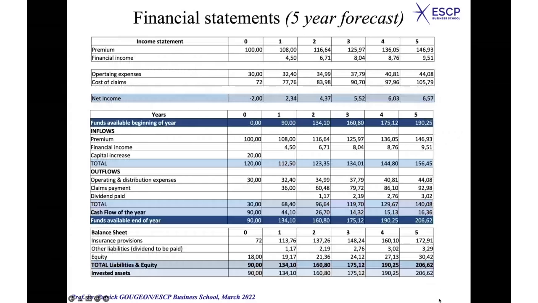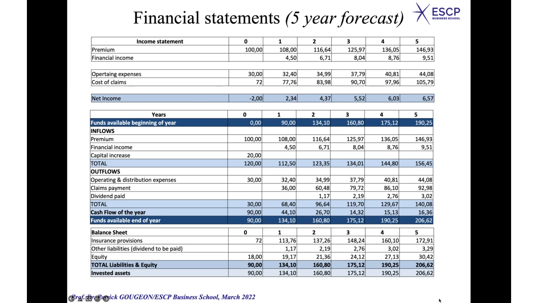If you look at the full picture, we start with 20 of equity. So the equity, as you can see, will grow slowly. Why? Because the payout ratio is 50%. So half of the profits are accumulated year after year. But interestingly, if you look at the invested asset, you see that the insurance company is accumulating money. We start from 90. We move after year 5 to 206.62.